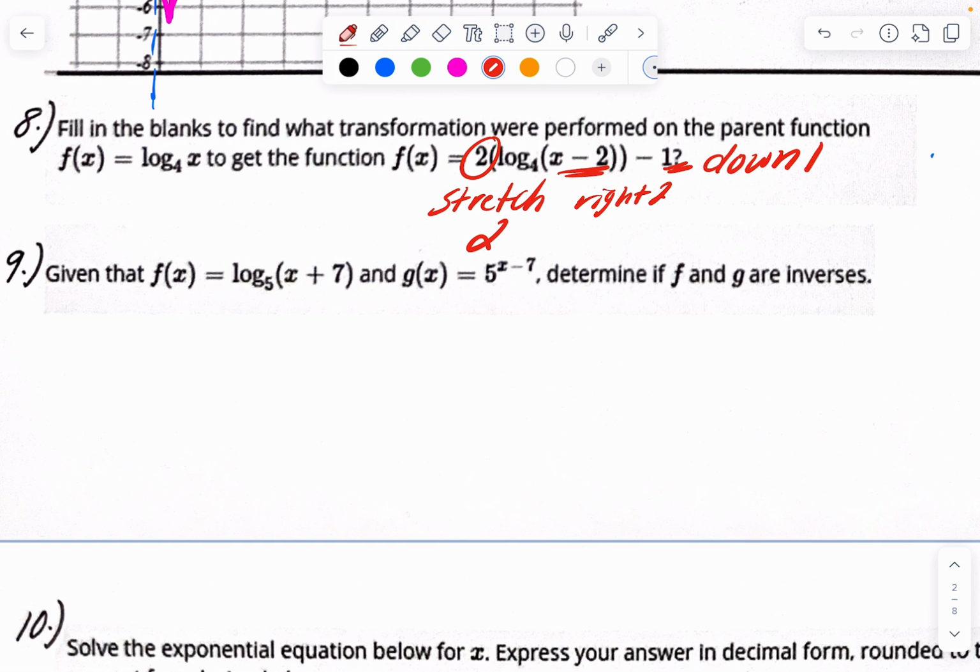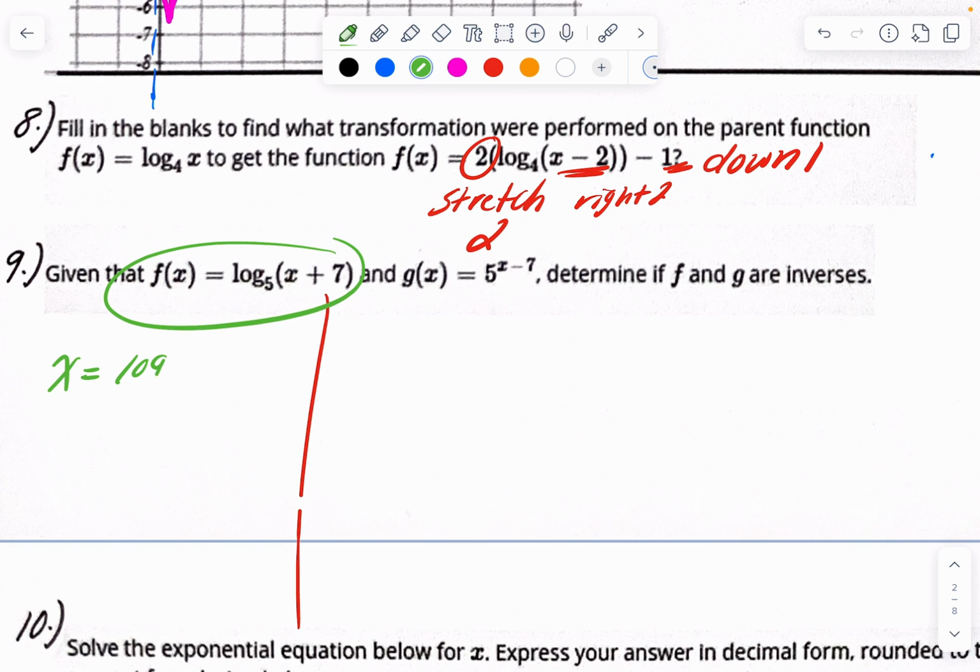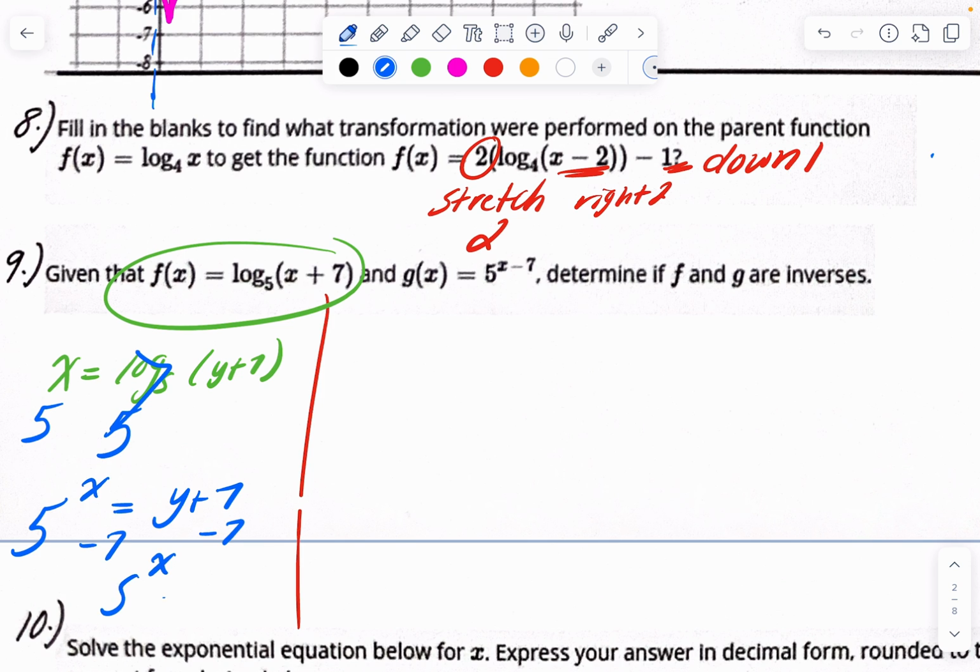It says, are these inverses of each other? So first, before I answer this how they want me to, I'm going to do it the cheating way. I'm going to switch x and y and then solve for y. So it'd be x equals log base 5 of y plus 7. So the first thing we're going to do is base 5 both sides. 5 to the x equals y plus 7. Then we're going to minus 7. 5 to the x, and then the minus 7 is out here, equals y.